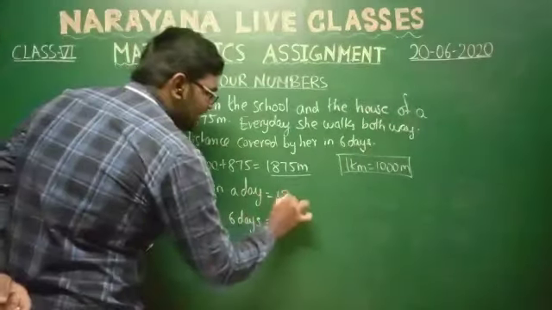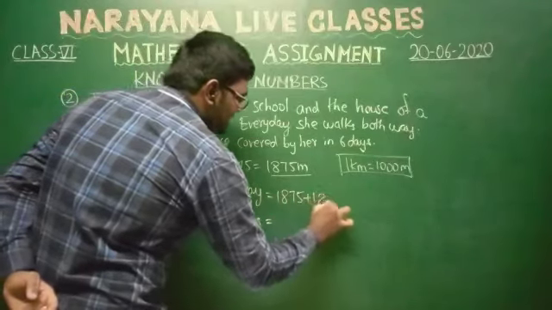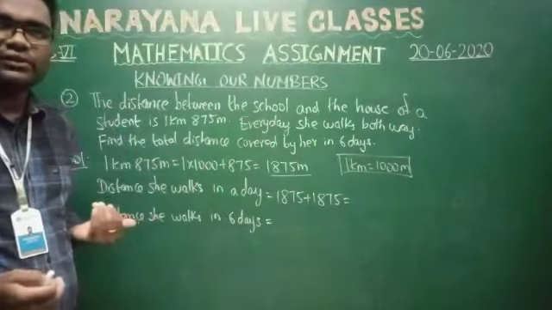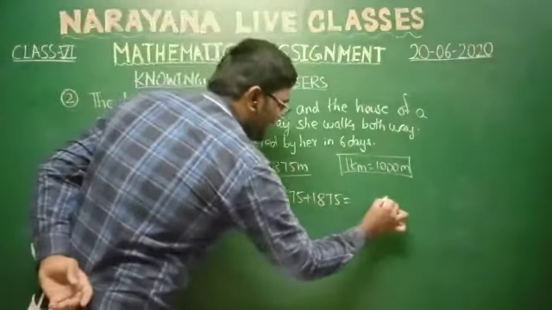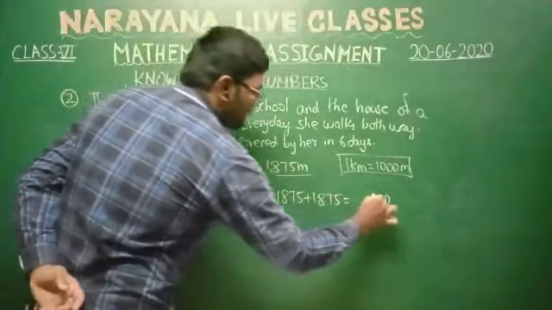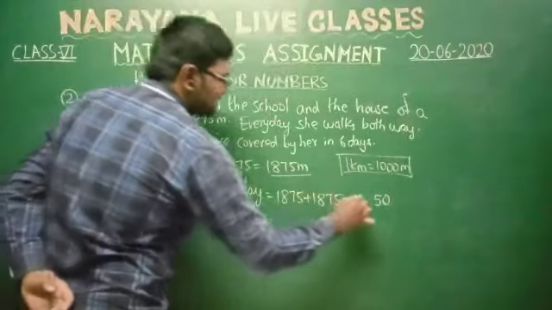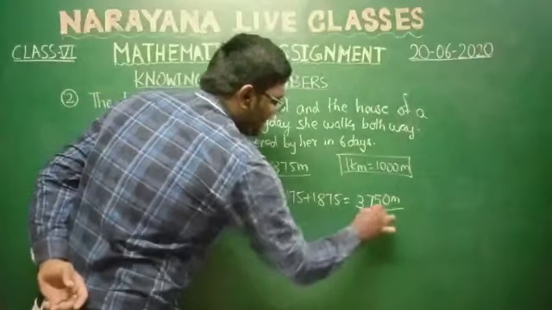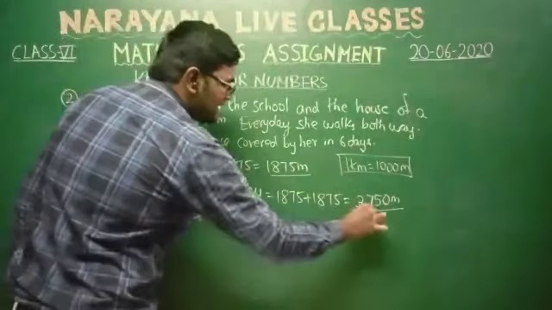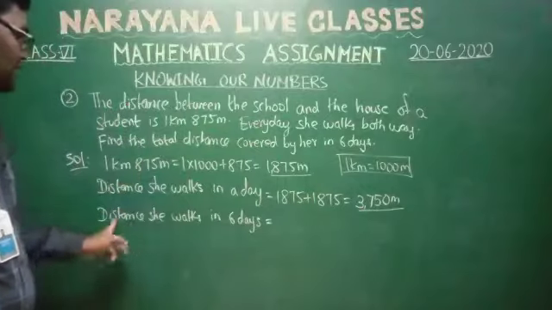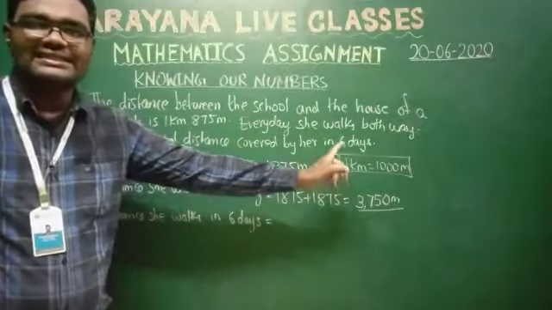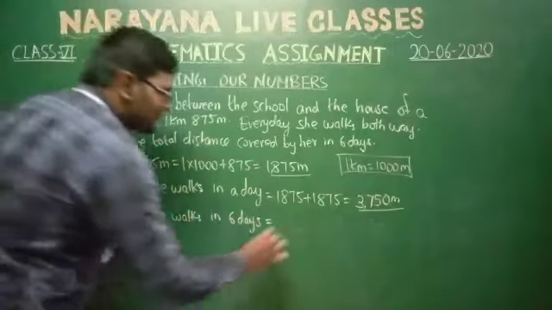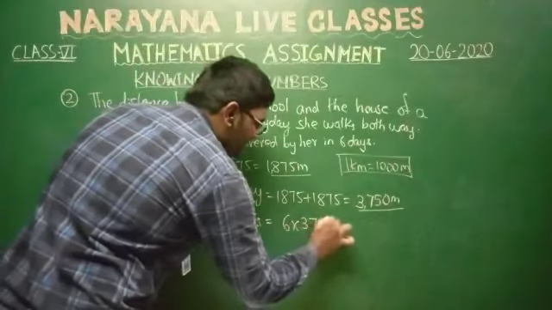She walks 1875 meter plus 1875 meter in one day, two times, she goes and she comes back home. So add this: 5 plus 5 is 10, 7 plus 7 is 14 plus 1 is 15, 8 plus 8 is 16, 16 plus 1 is 17, 1 plus 1 is 2, 2 plus 1 is 3. She walks 3750 meter per day. They are asking to find the total distance covered by her in 6 days. 1 day is 3750, so 6 days means 6 into 3750.